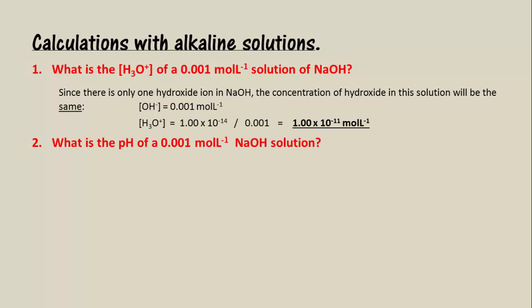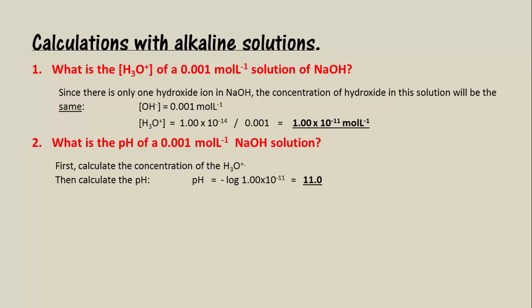What is the pH of a 0.01 mole per litre sodium hydroxide solution? Well, the first step is to calculate the concentration of hydronium ions. And we did that in question 1 already, so we've already got it. Now that we know this, it's a simple matter of putting it into our pH calculation, and we'll get a pH value of 11.0.